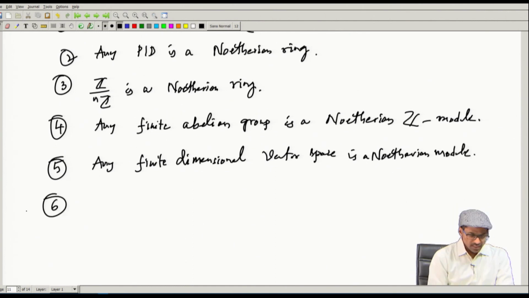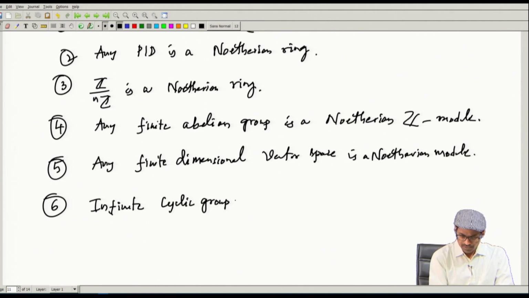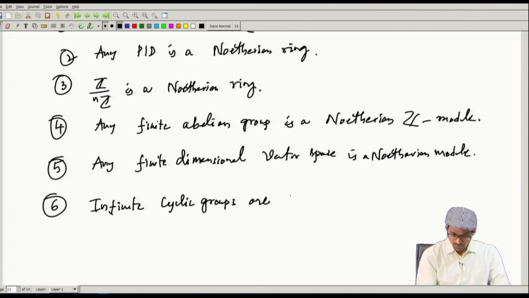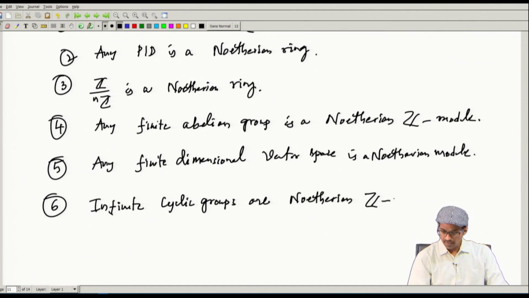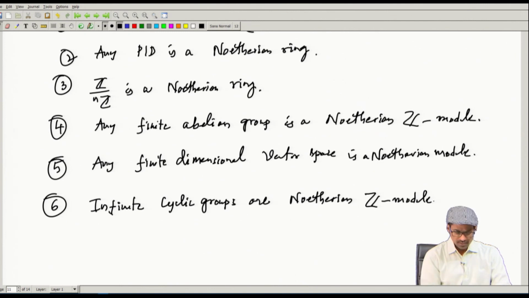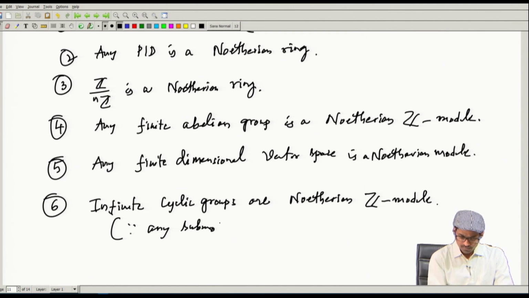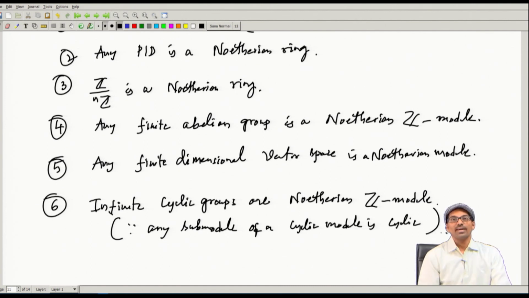Okay. Any infinite cyclic group, infinite cyclic groups are Noetherian Z modules. Why? Because any submodule of a cyclic module is cyclic, therefore it is finitely generated. Cyclic means it is generated by a single element, therefore it is finitely generated. Therefore, any Z submodule of an infinite cyclic group is generated by a single element, therefore this is a Noetherian Z module.